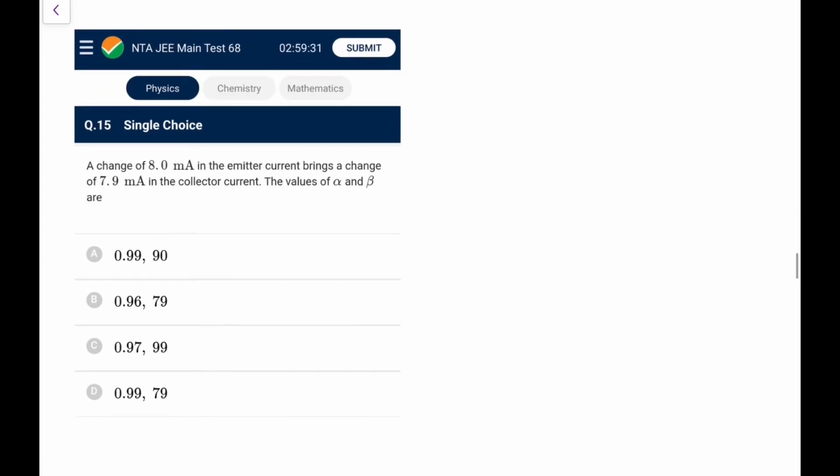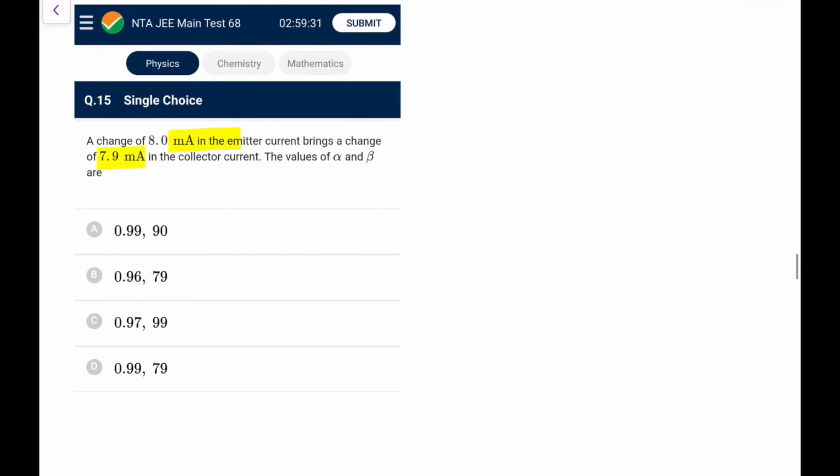A change of 8 milliampere in the emitter brings a change of 7.9 in the collector. So I can directly go for what is the alpha. Alpha is delta IC by delta IE in that case. So delta IC is 7.9, this is 8. So 7.9 by 8, that is 79 by 80, or you can write it, it would be 0.980. 720 from 790, you are left with 70, so it is 0.98, and then 600 we are left with, that means it would be 0.987, that is 0.99 for the closest one.